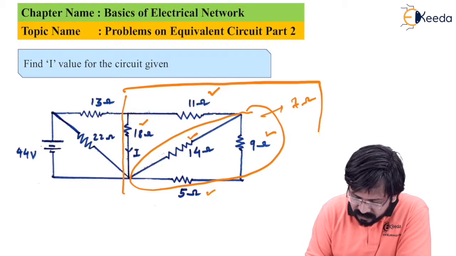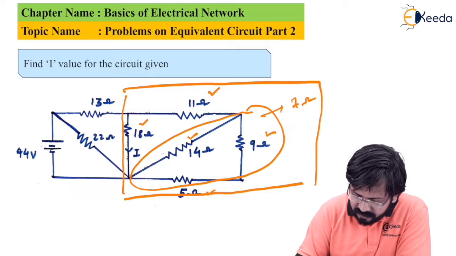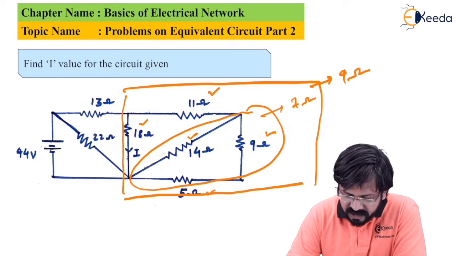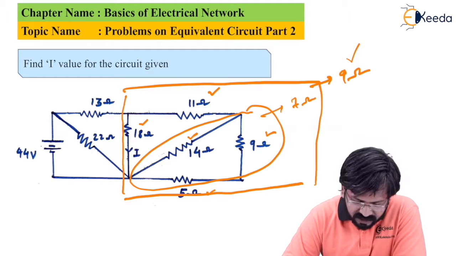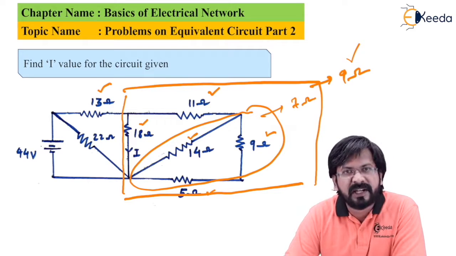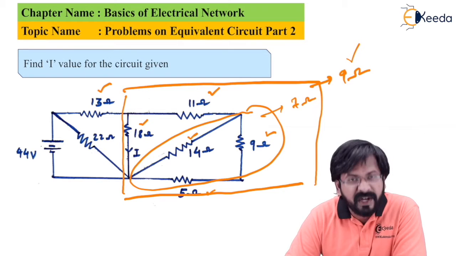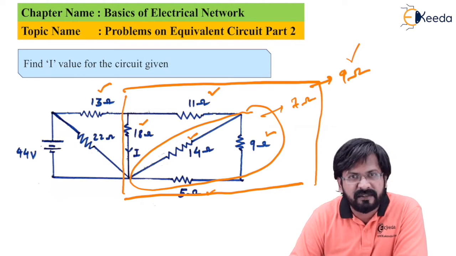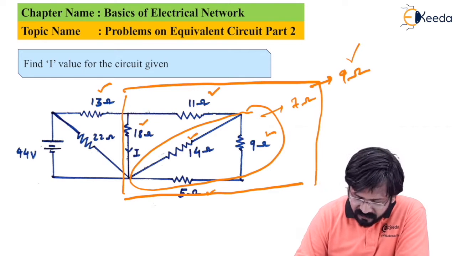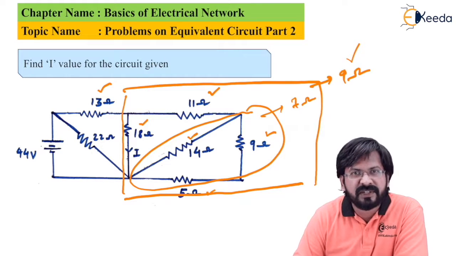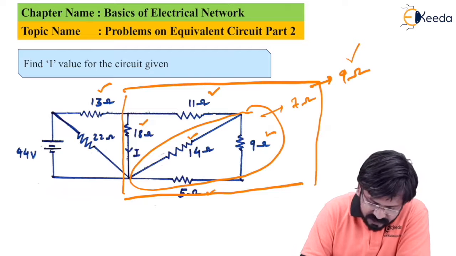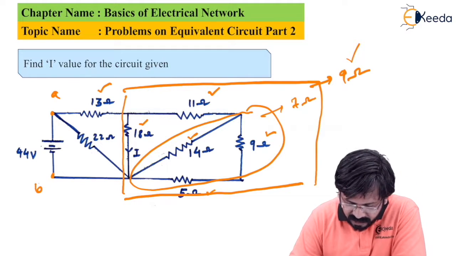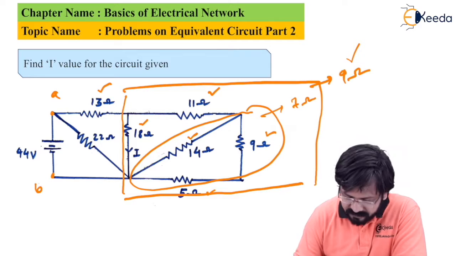So this whole equivalent will become simply 9 ohms. After that, this 9 ohms comes in series with this 13 ohms, which is ultimately 22. And again, if I take 22 parallel with 22, it will become 11. Meaning that if I actually calculate R equivalent of this circuit with respect to these 2 points, let's say A and B, I'll get a value of 11 ohms.